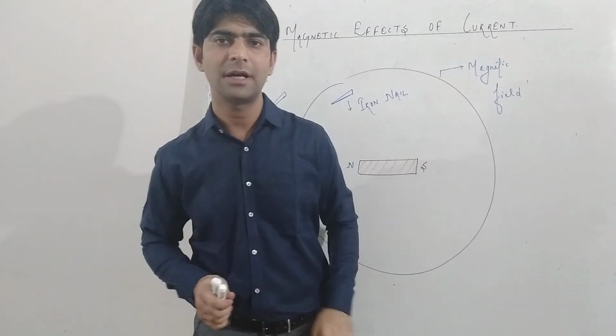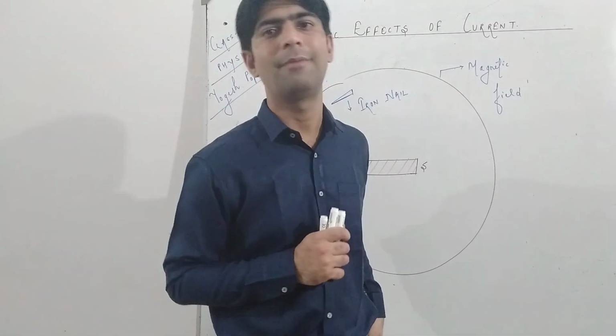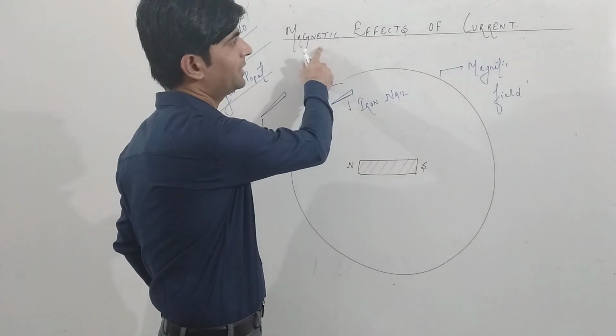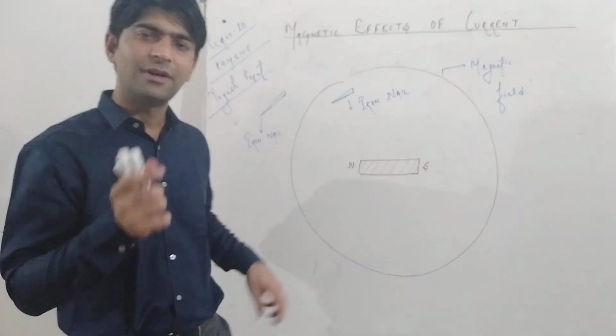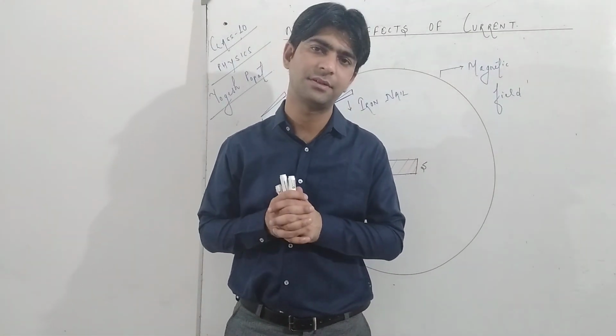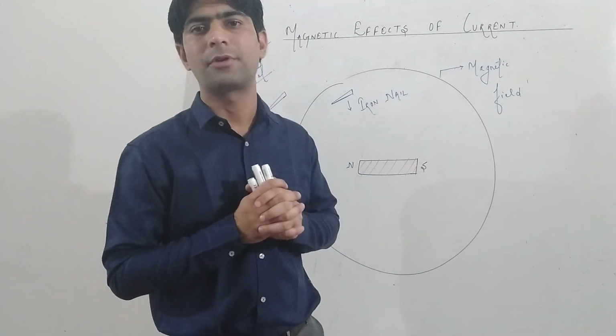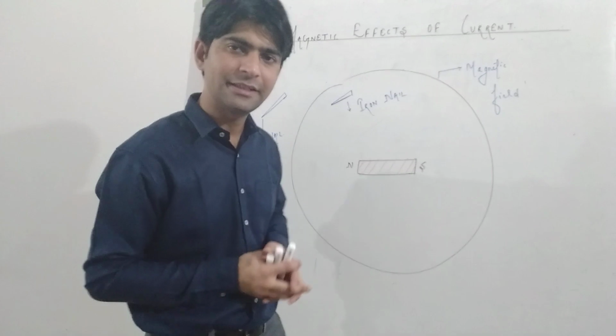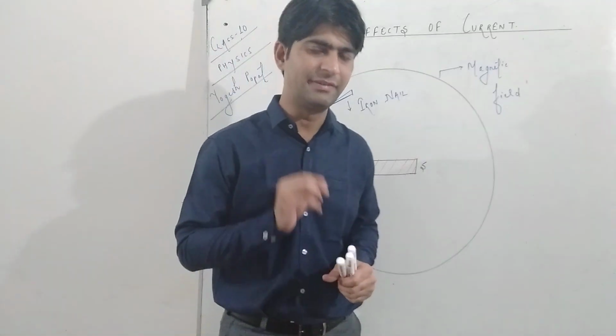This is Yogesh Popat and today we are going to discuss the second chapter of physics of class 10, that is magnetic effects of current. In the previous chapter we had a discussion on electricity, in which we discussed electric charges, properties of charges, potential difference, electric current, resistance, resistivity.